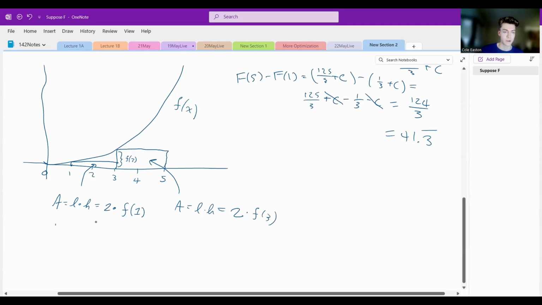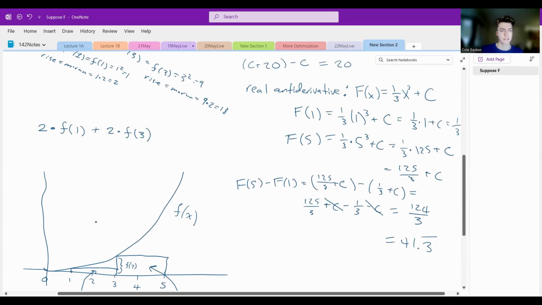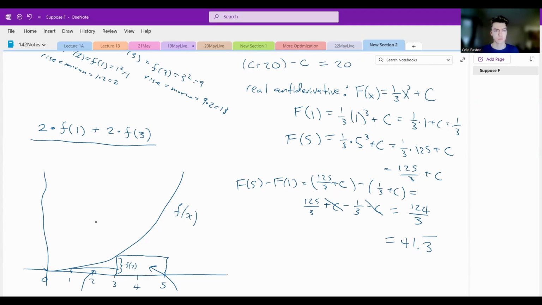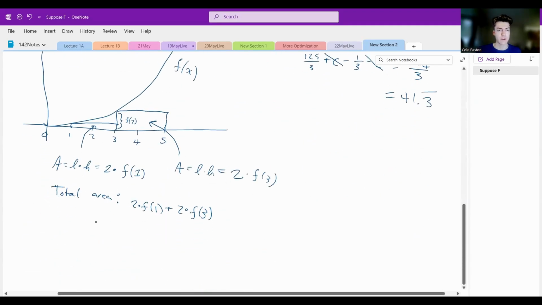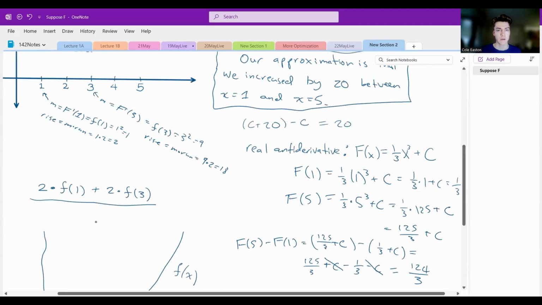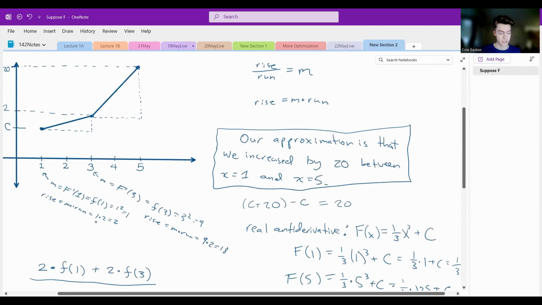So what's the total area of these rectangles? That's going to be 2 times f of 1 plus 2 times f of 3. And notice that that's exactly the same calculation we did up here. So there's this sort of coincidence that the area of these rectangles underneath of our derivative graph is exactly the same as the amount that our approximation increases.